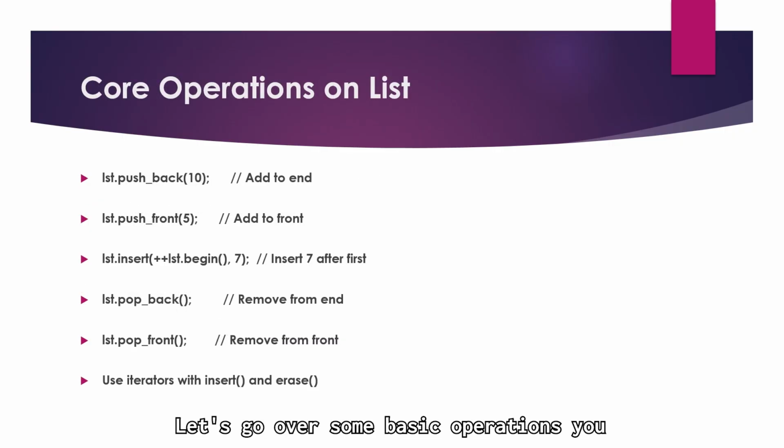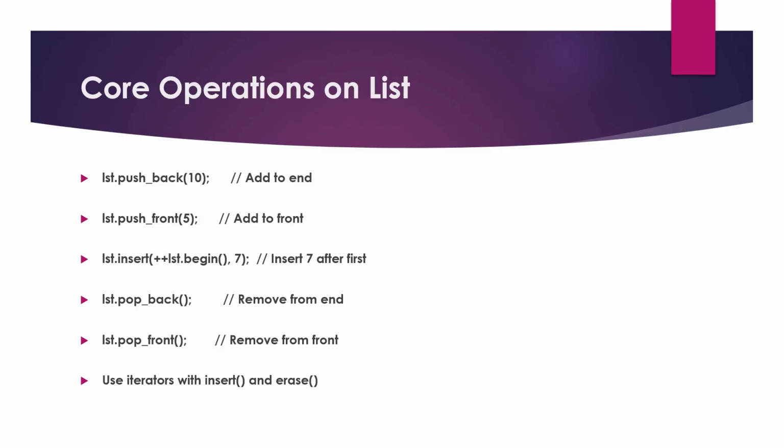Let's go over some basic operations you will often use with lists. push_back adds an element to the end. push_front adds to the front. insert allows inserting at any position using an iterator. And pop_back or pop_front removes an element from the respective ends. It's important to note that insert and erase work with iterators, not indices. That's a major distinction from vectors.